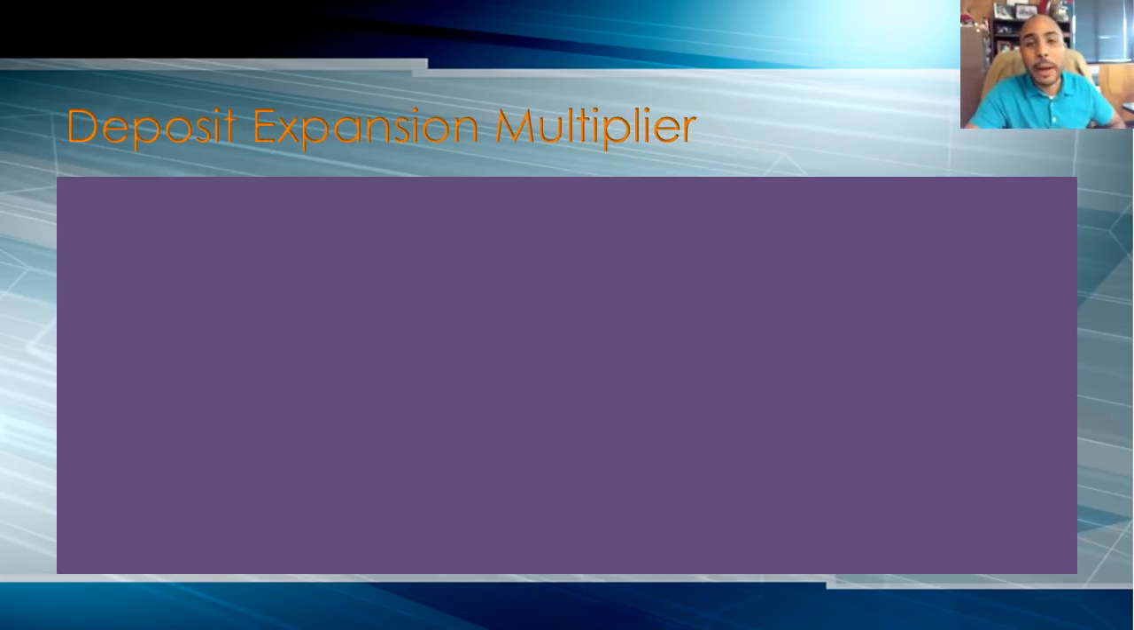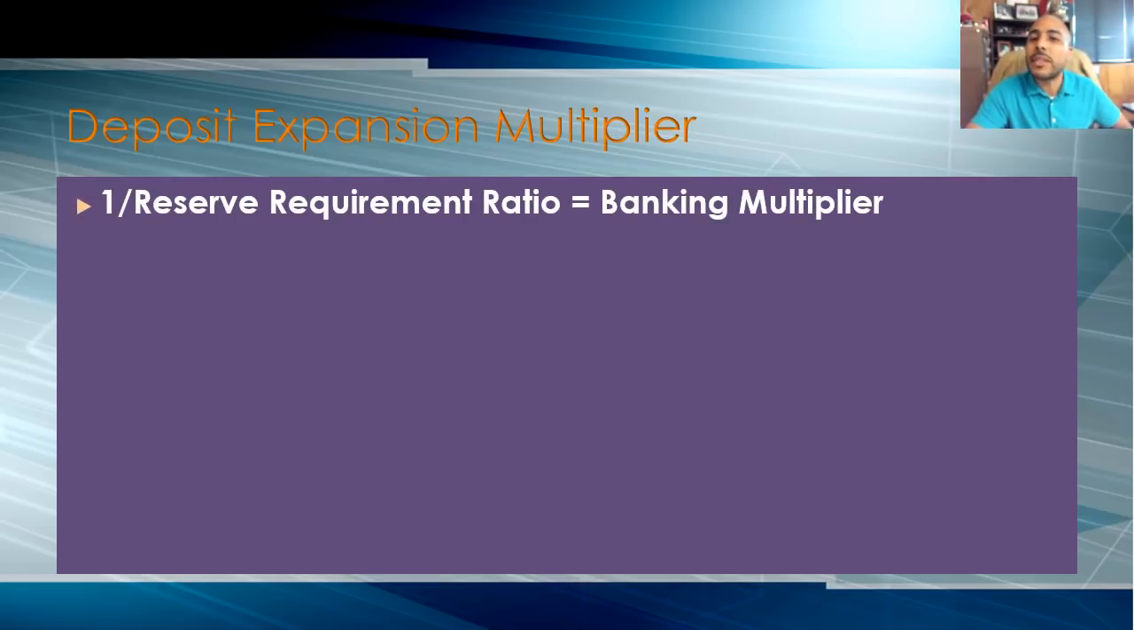All right, the deposit expansion multiplier. Remember, this is that really simple formula. 1 divided by RRR, or 1 divided by the reserve requirement ratio. The number that you get from that will tell you what is the banking expansion multiplier, or the banking multiplier.